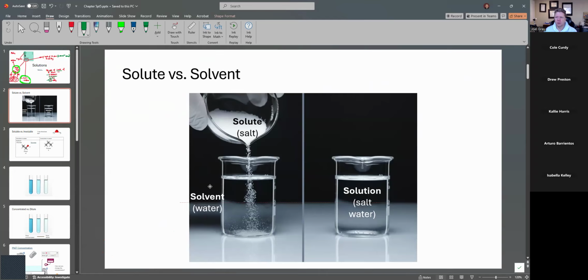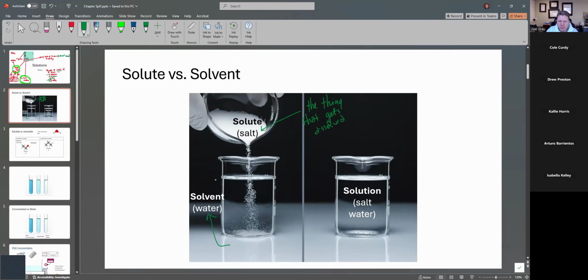Now, when it comes to solutions, and we're going to come back to moles, this is going to be related to moles in just a little bit. But what we've got is a solute versus a solvent. So this is a terminology difference. The solute is salt, for example, and the solvent is water. I always like to think about the solute as the thing that gets dissolved. The solute gets dissolved.